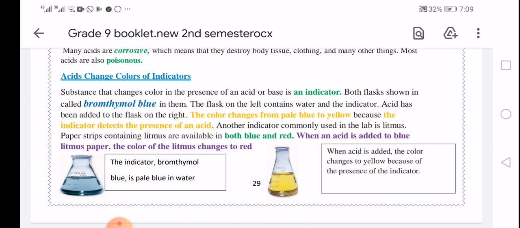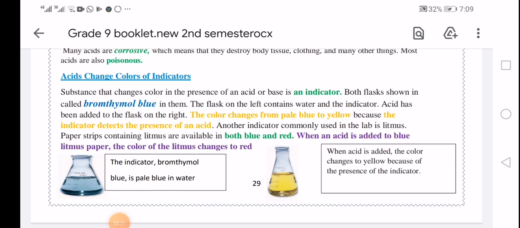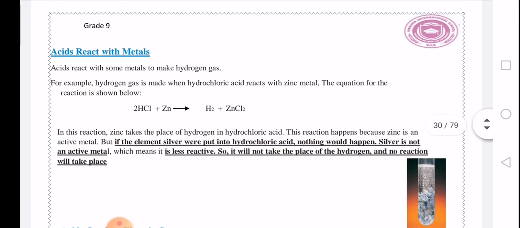When acid is added here, the color changes to yellow because of the presence of the indicator. Acids react with metals.